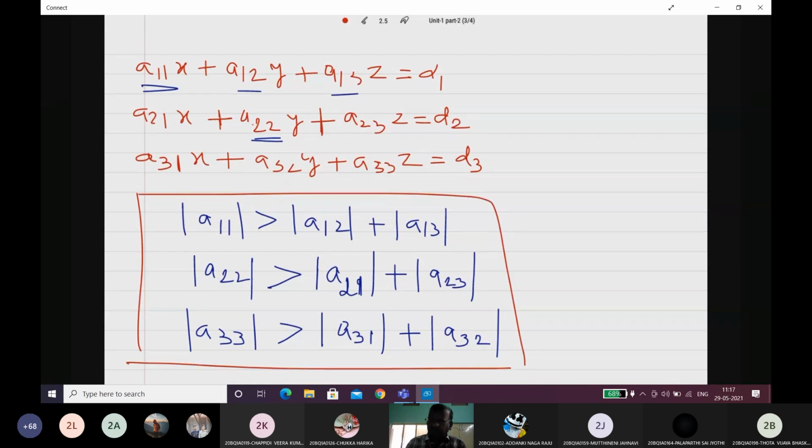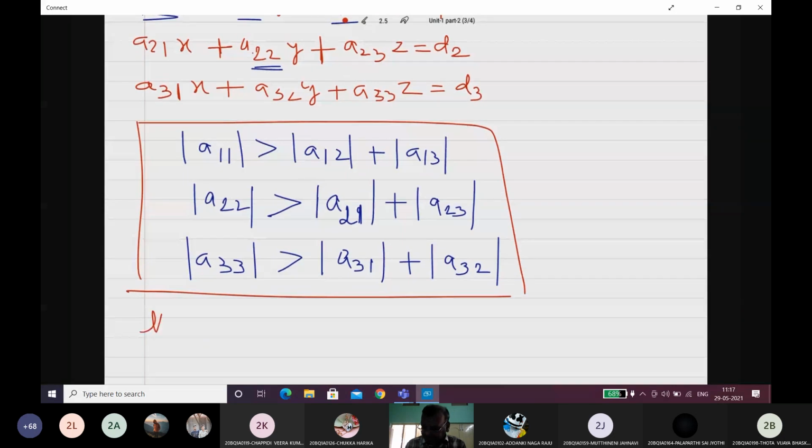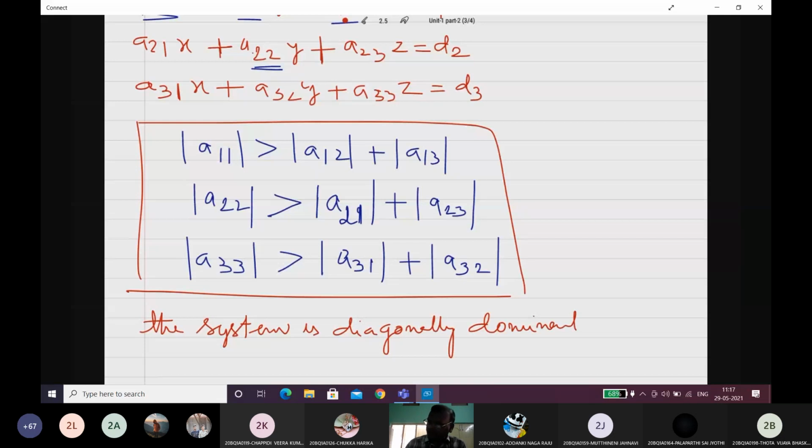If it is satisfied, then we say that the system is diagonally dominant. If the system is diagonally dominant, then we have to use the iterative methods.